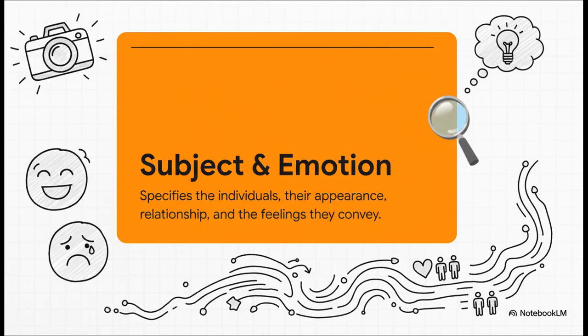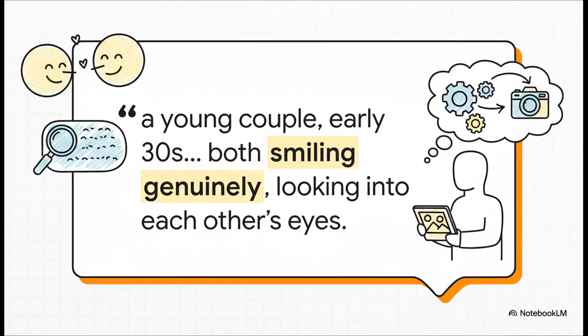First, subject and emotion. This is all about who is in your picture and what they are feeling. By really defining your subjects, their age, their look, their connection, you stop the AI from spitting out those generic, faceless people and instead put the focus right where it belongs, on their story. And you can really see the power of this in action right here. We're not just saying a couple, we're giving their age, what they're doing, the genuine smiles. That's the kind of detail that creates a real emotional connection in the final image.